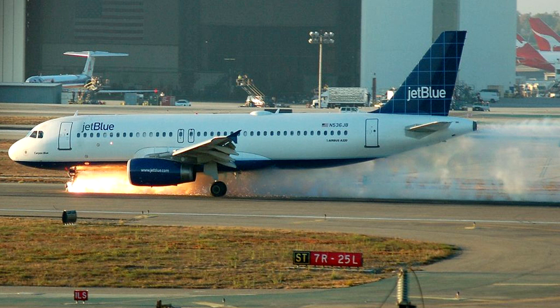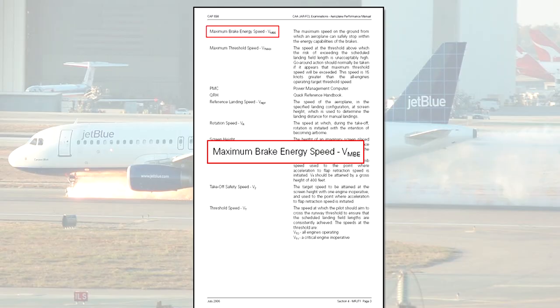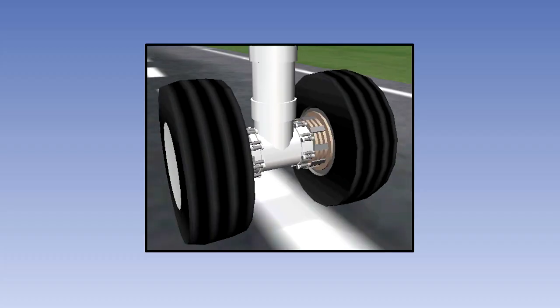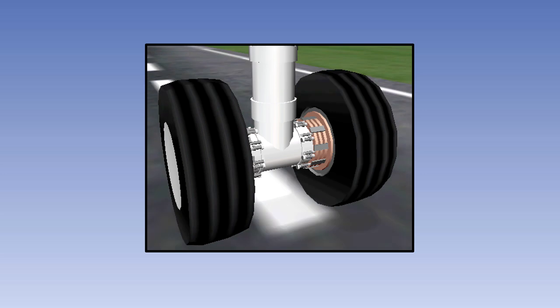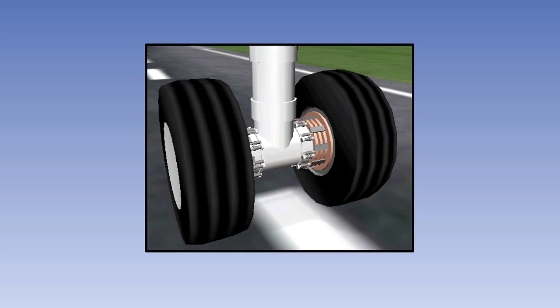We stated that there were two particular speeds that can influence V1. One of them was VMCG, which we just discussed. The other was VMBE. Turning back to the top of page 3 of section 4 in CAP 698, you can see the description of VMBE. VMBE is the maximum brake energy speed, and it represents the maximum speed on the ground from which an aeroplane can safely stop within the energy capabilities of the brakes.